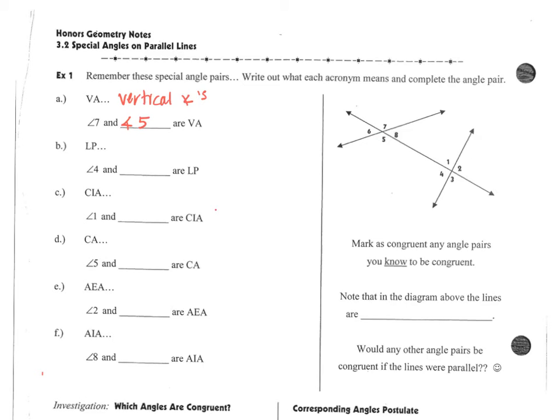Next one, LP, we're talking a linear pair. And if we're looking at angle 4 and angle 1, that will be a linear pair. But also if we look at angle 4 and angle 3, that would be an angle pair.